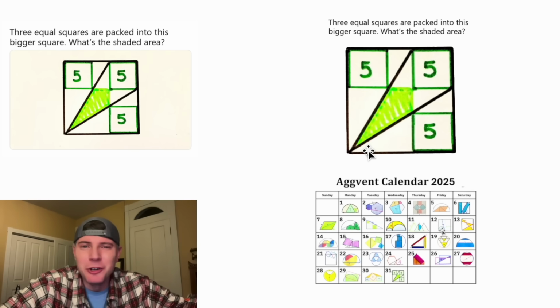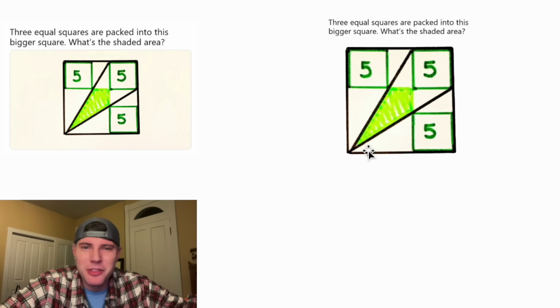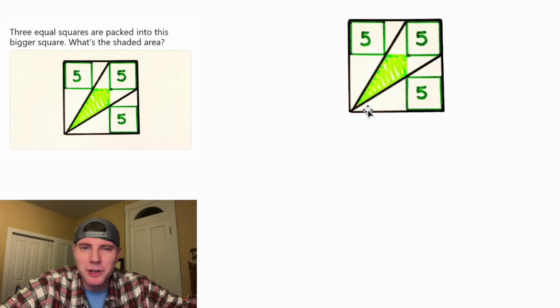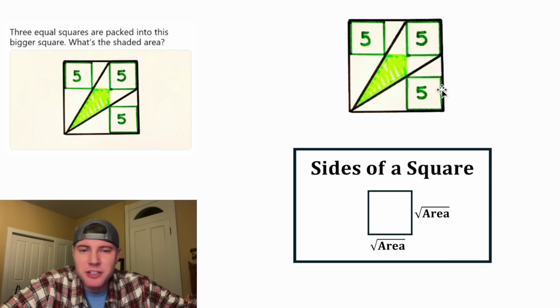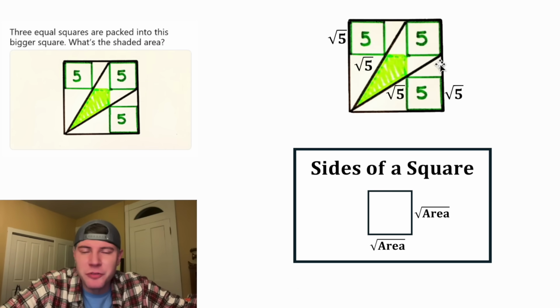And if you want to try it on your own, pause it right now, because I'm going to solve it in 3, 2, 1. Since we know each of these squares has an area of 5, the side lengths of the squares are all going to be equal to the square root of 5. And that's always true. If you know the area of a square, the side length will always be the square root of the area. Here's some notes for that right here.